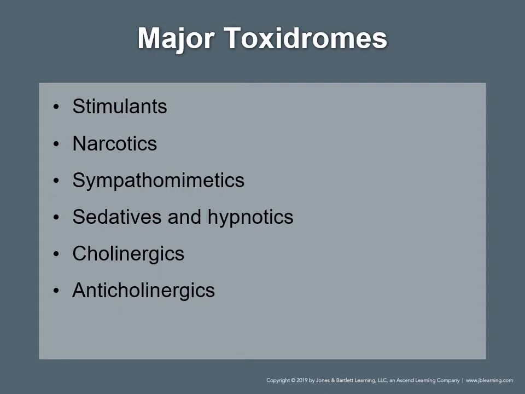For a list of toxidromes, refer to Table 23.1 in your book. Table 23.2 lists common signs and symptoms of poisoning. By reviewing your history and physical exam findings in conjunction with vital signs, you can often develop a working diagnosis to provide appropriate prehospital care.